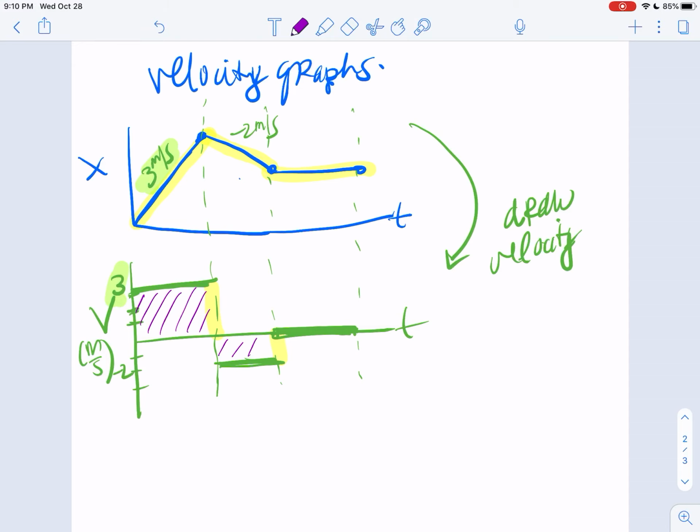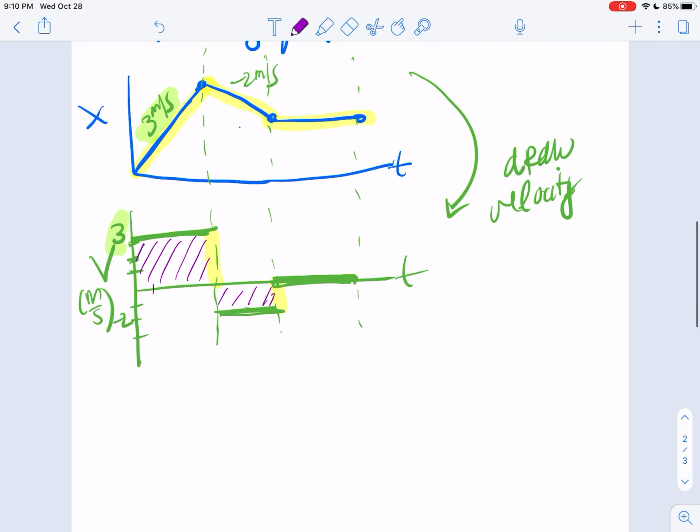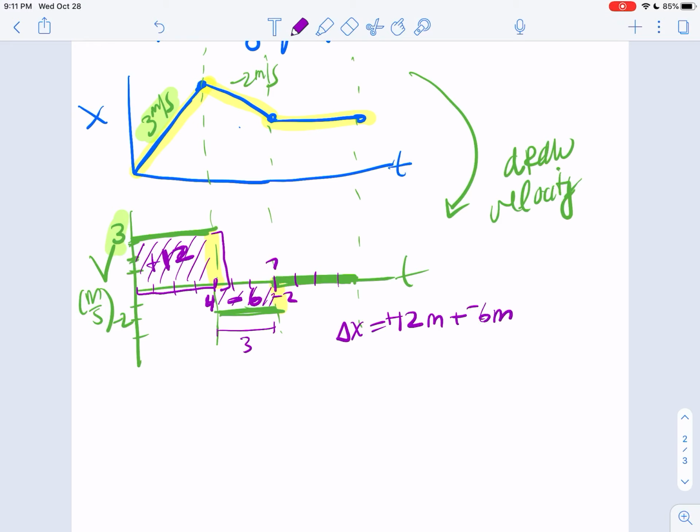That's where we're going to use these shaded areas. Let's just say this is 1, 2, 3, 4 seconds, 5, 6, 7, whatever. Let's just pretend. So the area of this box, 4 times 3, that would be a plus 12 because it's moving in a positive direction. And then here, 3 times -2 would be a -6. So the total displacement would be plus 12 plus -6 meters. So that would be a total displacement of positive 6.